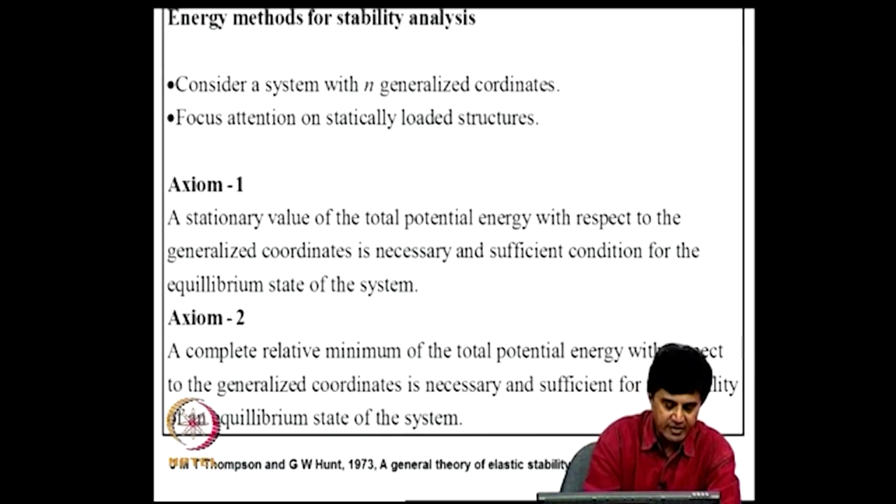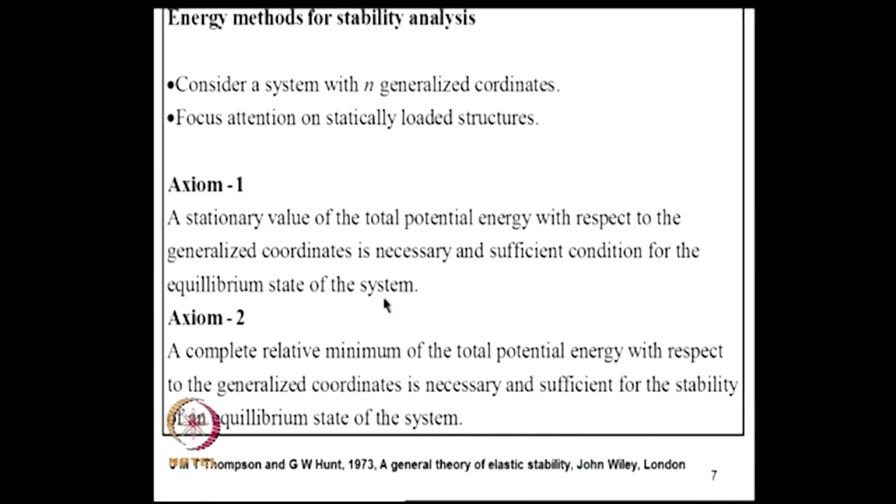The first axiom states that a stationary value of the total potential energy with respect to the generalized coordinates is a necessary and sufficient condition for the equilibrium state of the system. The second axiom states that a complete relative minimum of the total potential energy with respect to the generalized coordinates is necessary and sufficient for the stability of an equilibrium state of the system. The first condition pertains to the equilibrium, the second condition pertains to the nature of the equilibrium, whether it is stable or not. So, this discussion is available in the monograph by Thompson and Hunt.